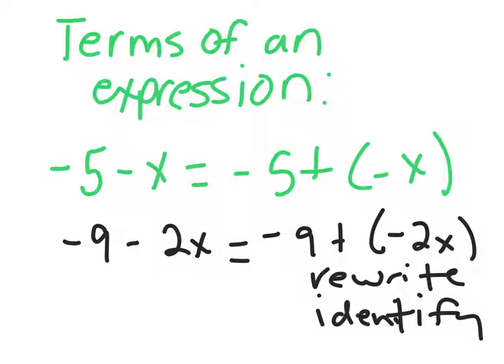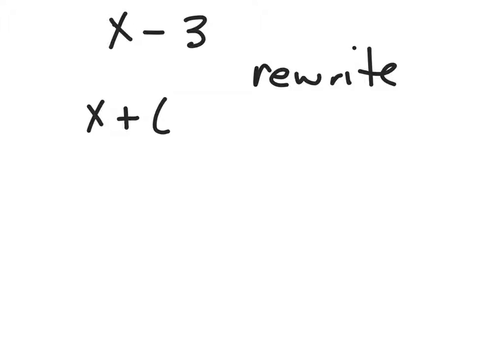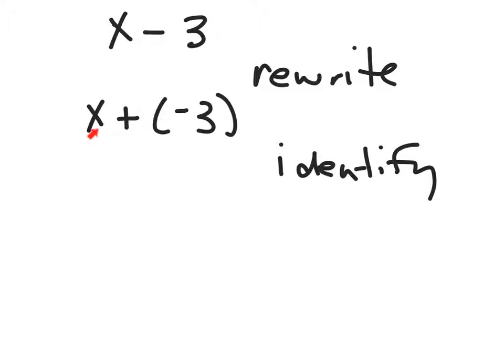Okay? So if you were asked to find the terms of x minus 3, you know that first you have to rewrite. So that would be x plus negative 3. And then you identify the terms, which will be the x and the negative 3. And so your answer then would be x and negative 3.